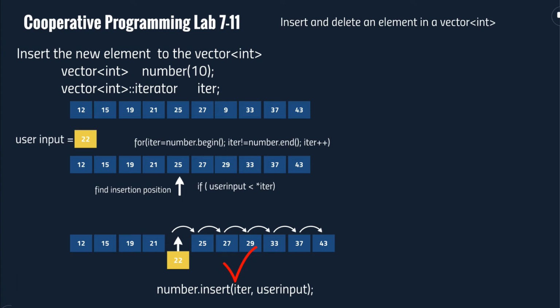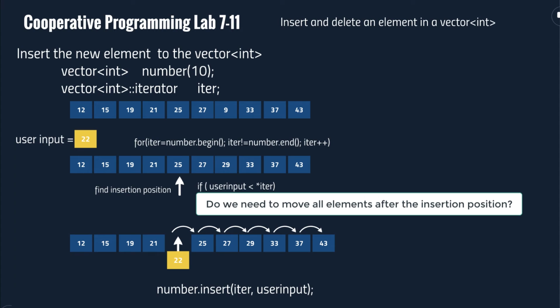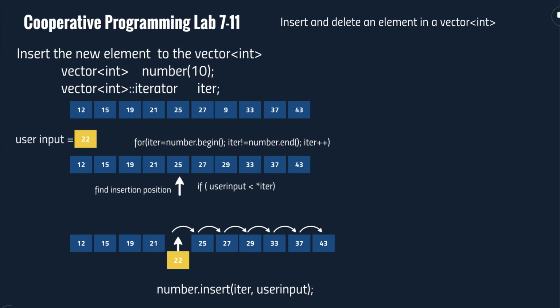The found position must be an iterator. This value should be used as the first parameter of the insert function. After that, do we need to move all elements after the insert position? Absolutely no. The member function insert manages all the things we have to do for this insertion. So it is a more convenient way than when we use the array.